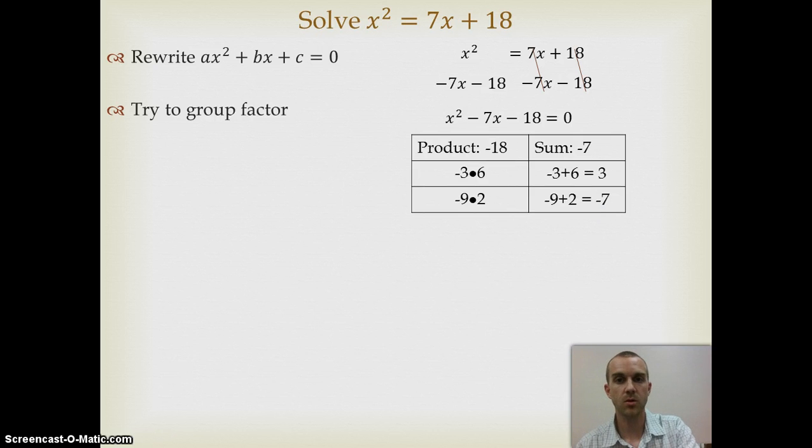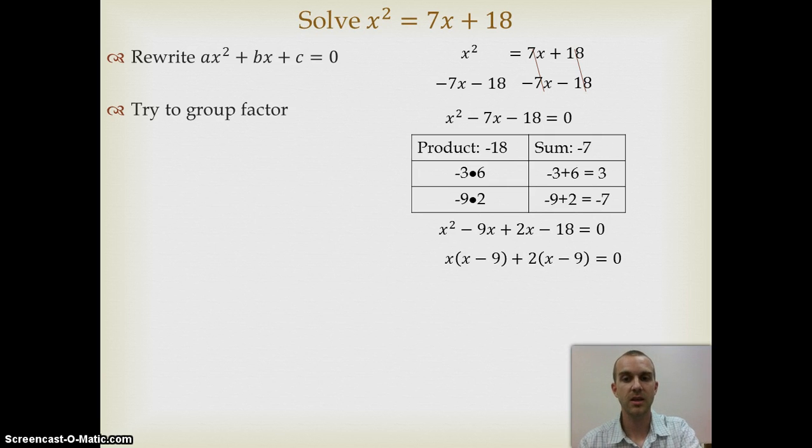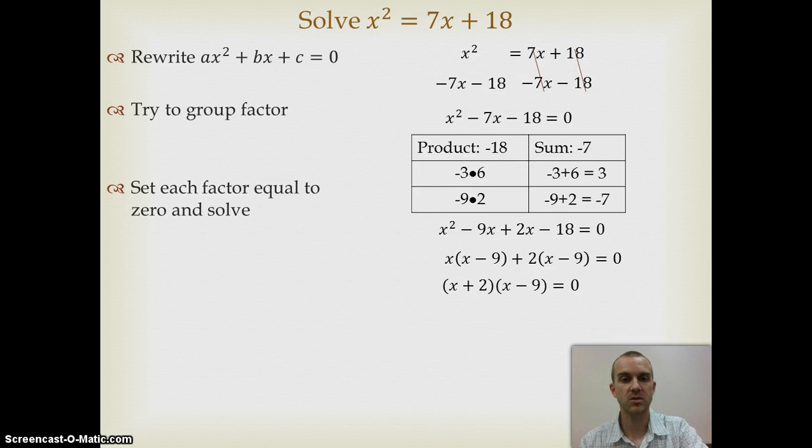So now I can go through and group factor. I replace my middle term with my two factors. I group, and then I pull out whatever I can. And I see that I have my identical parentheses. So I know that my exterior will make one set, and my identical one makes the second set, x plus 2 and x minus 9. So now to find my solutions, I set each of those factors equal to 0 and solve for x. So x plus 2 equals 0, x minus 9 equals 0. So x is negative 2 and positive 9.